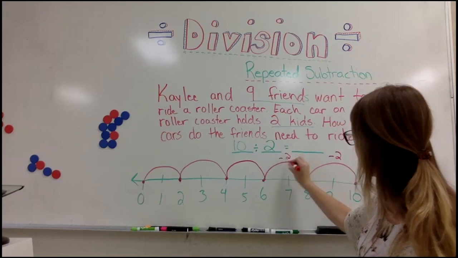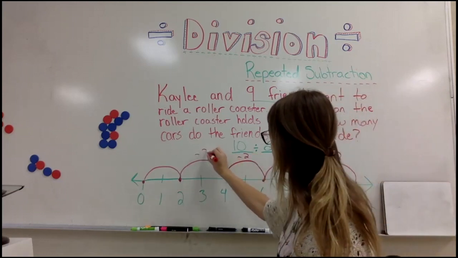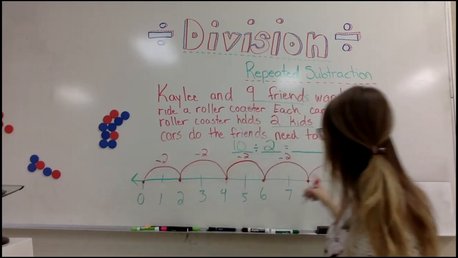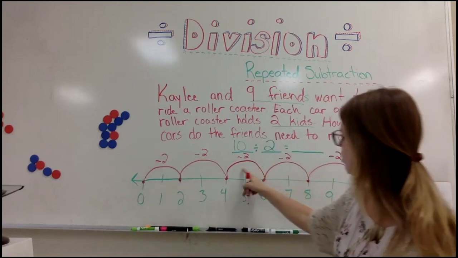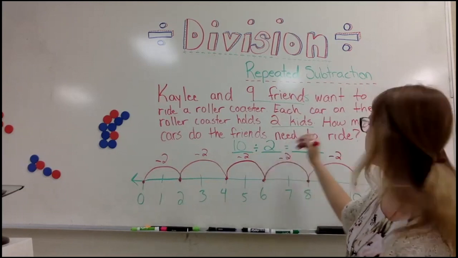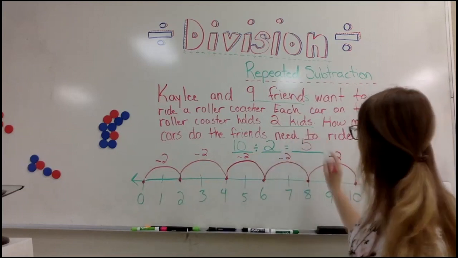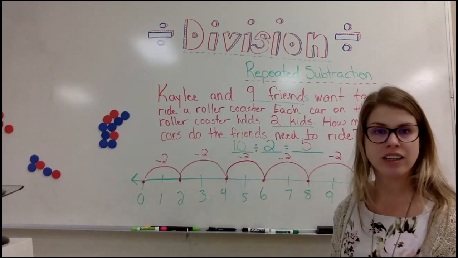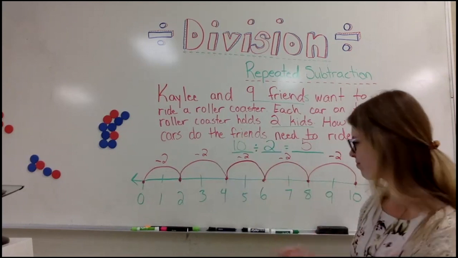We had 10, and then we took away 2 kids. We took away 2 kids, again and again. How many times could we do it? 1, 2, 3, 4, 5. 10 kids divided into 2 people a car is 5. 5 cars they needed to ride the roller coaster together.